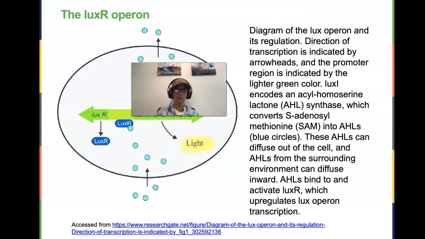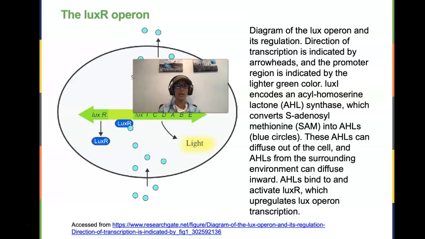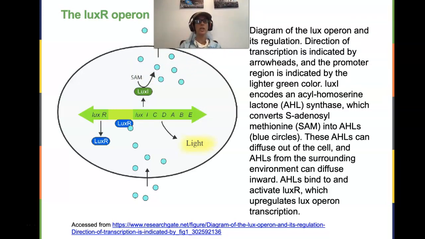Let's see if I can find a better place for me. This is a diagram of the LUX-R operon. This dark circle represents the bacterial cell membrane. This green double-ended arrow is representing the DNA, a very short segment of the DNA. And it's the DNA that contains these genes that will encode the information for the cell to make the chemicals that eventually result in light production.